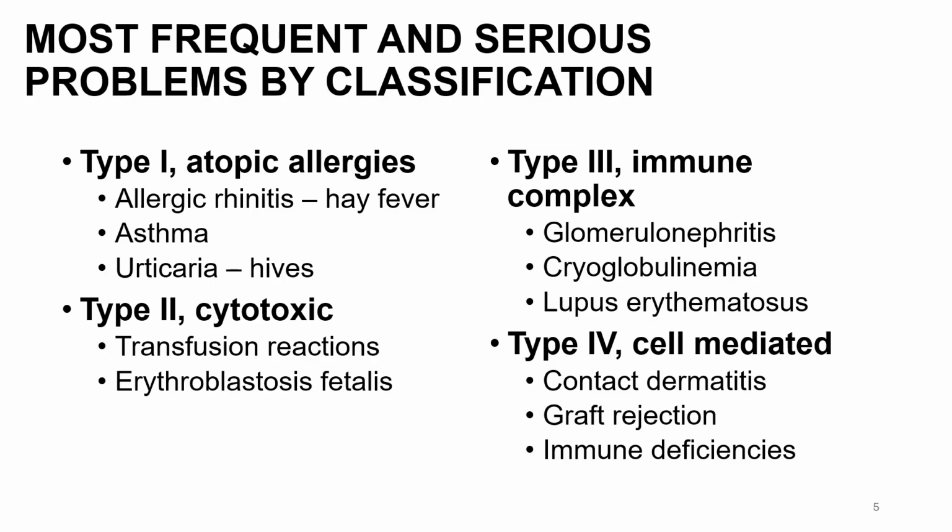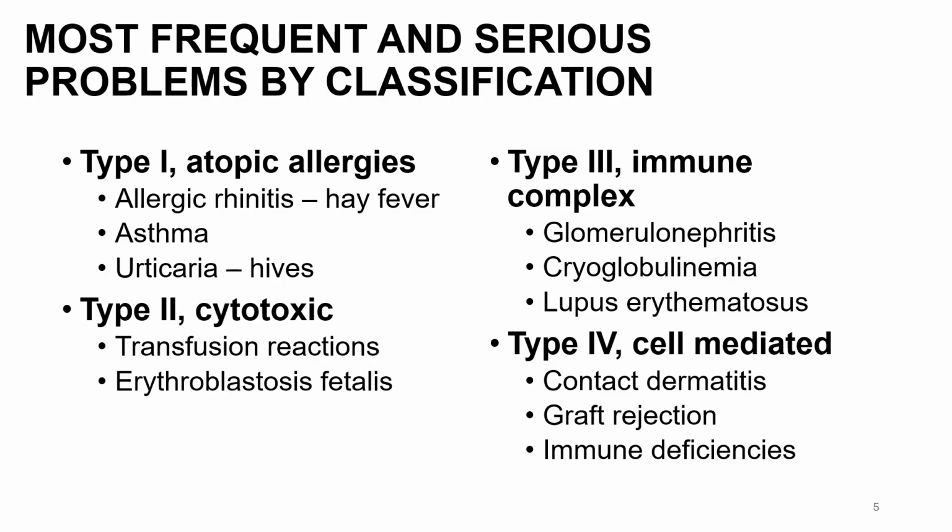Then there's type 3 immune complex. Here's where immune complexes form and then deposit in tissues. Examples include glomerulonephritis, cryoglobulinemia, and lupus erythematosus. Histologically, type 3 reactions are often associated with vascular inflammation, basement membrane involvement, and granular immune deposits, often highlighted by immunofluorescence.